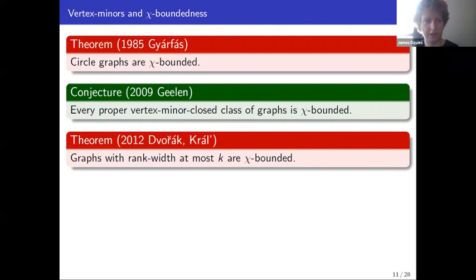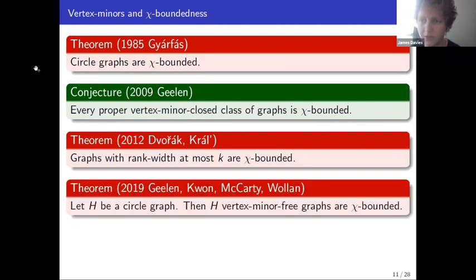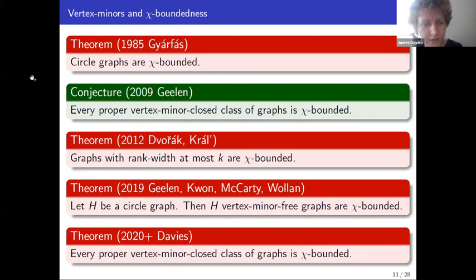Beyond circle graphs, another natural class this was proved for is graphs with bounded rank width. These are chi-bounded. And by going through the grid theorem we saw earlier, and using this rank width theorem, you can show that if you forbid a circle graph as a vertex minor, then you're chi-bounded. And then just last year, I was able to prove this conjecture in general. So if you forbid any given graph as a vertex minor, then you're chi-bounded.